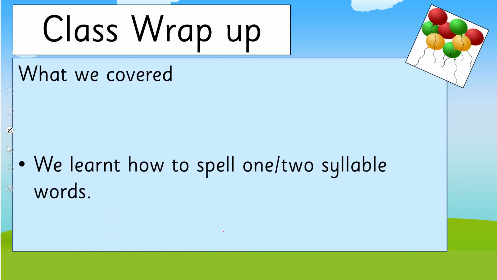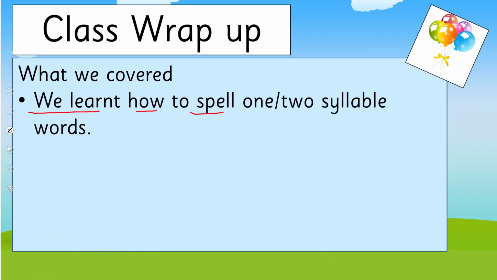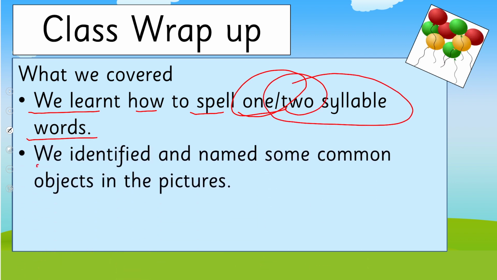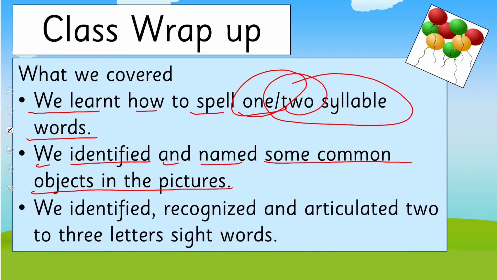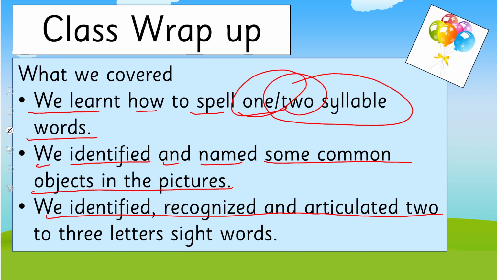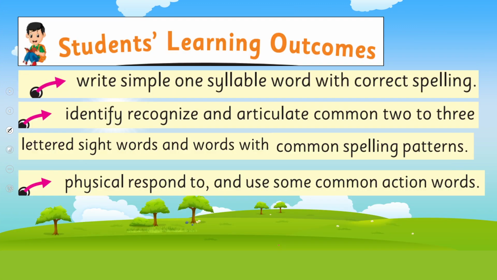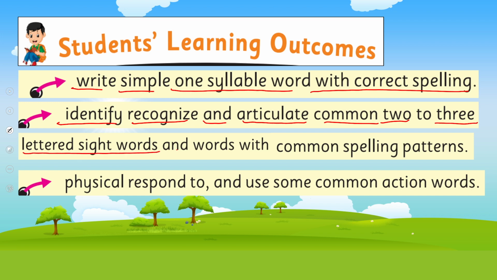So what have we learned today? We learned how to spell 1 or 2 syllable words. We identified and named some common objects in the pictures, and we identified, recognized and articulated 2 or 3 letter sight words. So in this way, we achieved our SLOs to write simple 1 syllable words with correct spelling, identify, recognize, and articulate common 2 to 3 lettered sight words and words with common spellings.